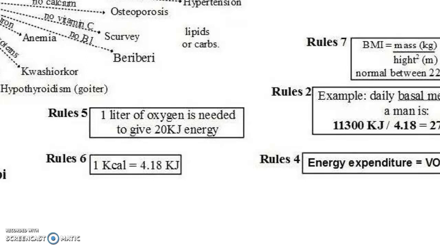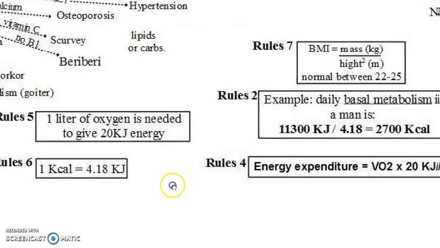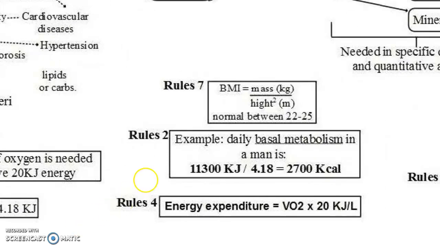Rule 6 is 1 kilocalorie equal to 4.18 kilojoules. And the seventh one is the body mass index, which is equivalent to the mass in kilograms of the body divided by the height squared in meters. And the normal value should be between 18 and 25. Above the 25, it should be obese.